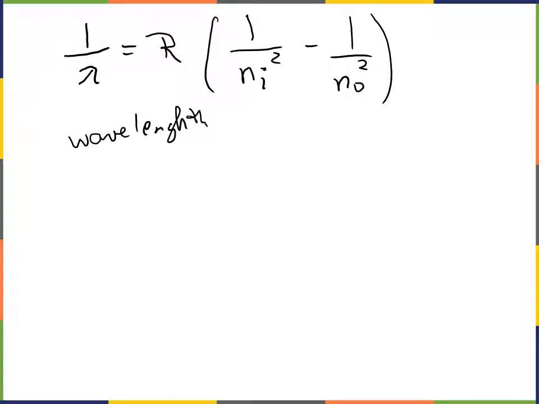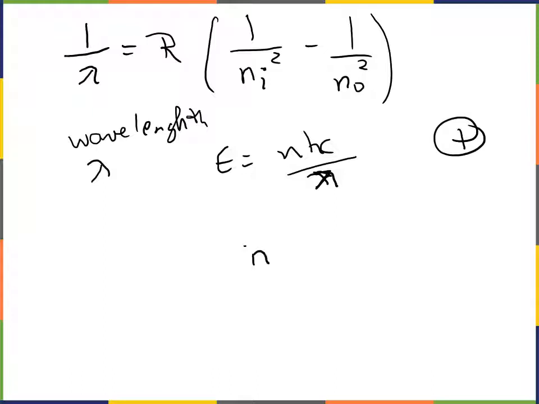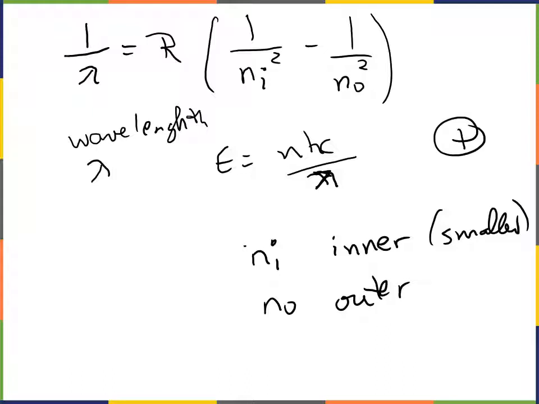We can always convert from wavelength into energy because we know that E is equal to hc over lambda, and this removes the sign. If we have no sign on here, this is always going to be positive. Wavelength is never negative. It doesn't matter if it goes one direction or the other. N sub i is the inner, and this is the smaller n. N sub o is the outer, and this is the larger value of n. So let's plug through that in the next question.